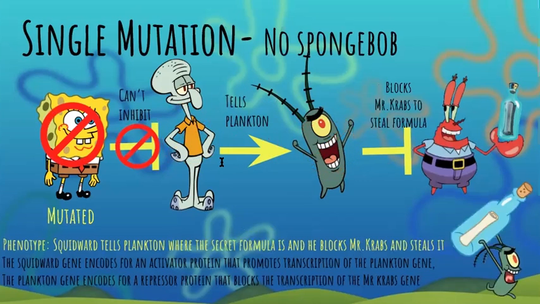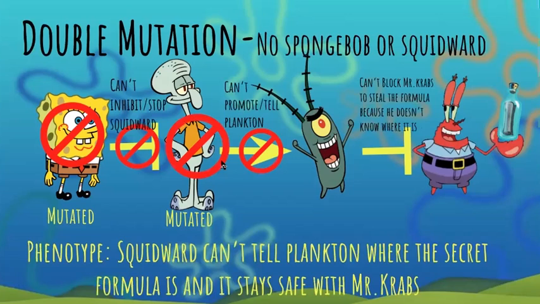Next, we have the single mutation. Since SpongeBob is mutated, he doesn't produce the normal gene product. He can't stop Squidward from exposing the secret formula location. Squidward tells Plankton where it's hidden. Plankton blocks Mr. Krabs and is able to steal the secret formula. The phenotype of a single mutation where SpongeBob is mutated is that Squidward tells Plankton where the secret formula is, and Plankton blocks Mr. Krabs and steals it. Or you can say that the Squidward gene encodes an activator protein that promotes transcription of the Plankton gene. The Plankton gene encodes for the repressor protein that blocks the transcription of Mr. Krabs' gene.